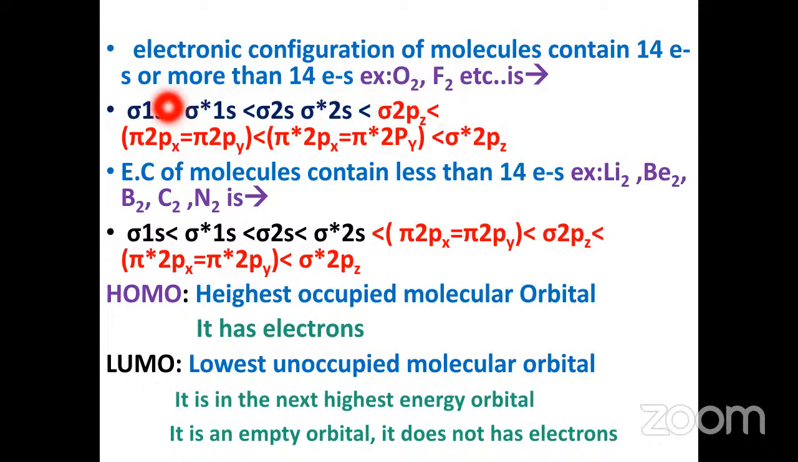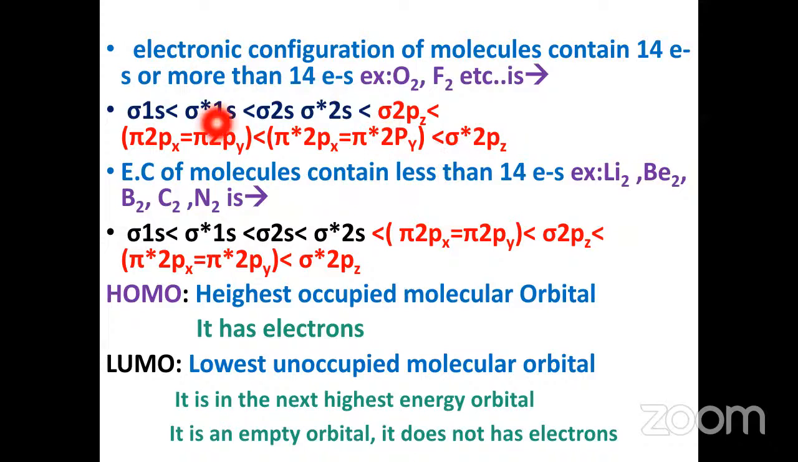You will write the electronic configuration like this. First of all, the electrons enter into the sigma 1s orbital, next into the sigma star 1s orbital, next sigma 2s orbital, next sigma star 2s orbital, next the electrons enter into the sigma 2pz orbital, and next pi 2px and pi 2py orbitals. These are degenerate orbitals. Next the electrons enter into pi star 2px and pi star 2py orbitals. These are also degenerate orbitals. And next the electrons enter into the sigma star 2pz orbital.